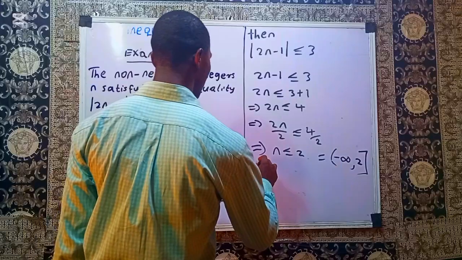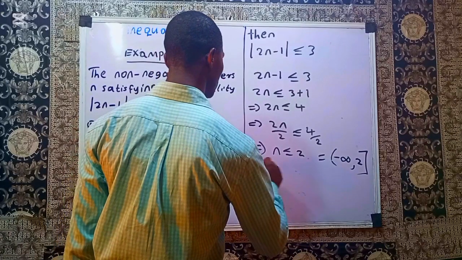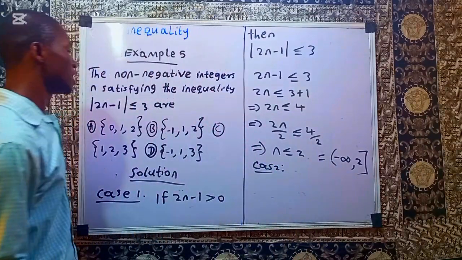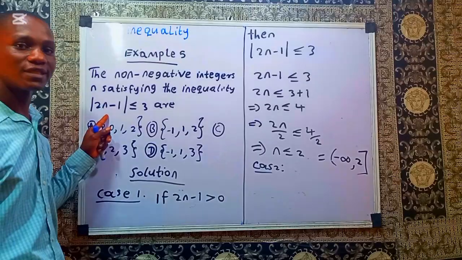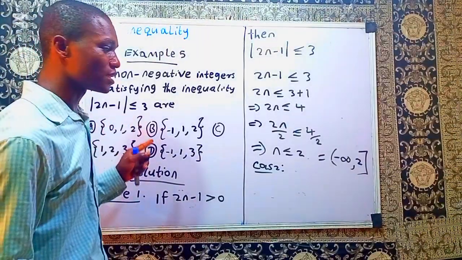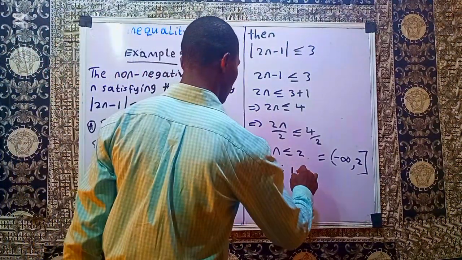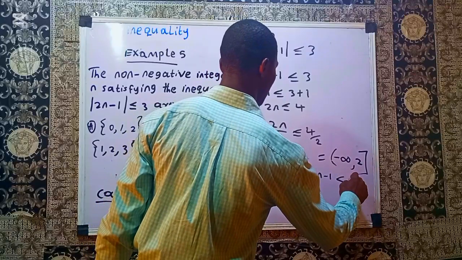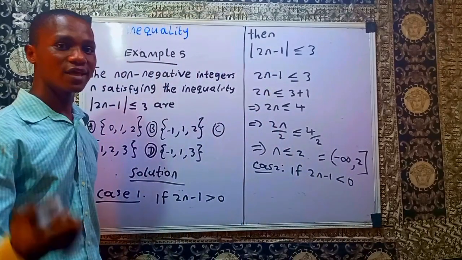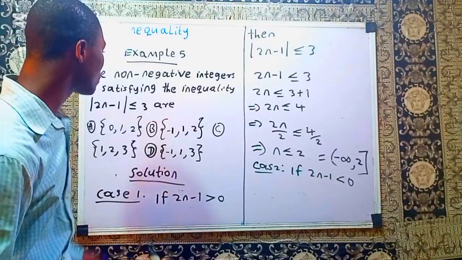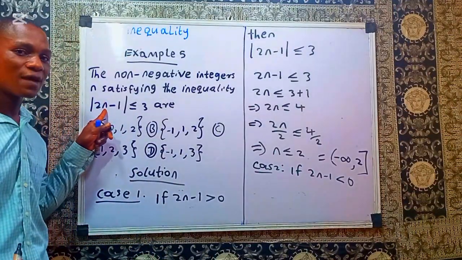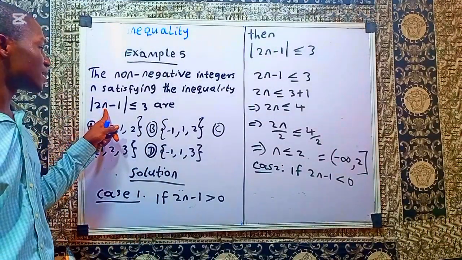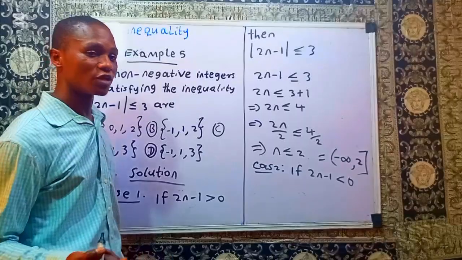So we're going to consider case 2. Case 2 is if what is inside the absolute value is negative. We are going to consider the definition. So if 2n minus 1 is negative, less than 0. If you want to say that something is negative in mathematics, say that it's less than 0. So if what is inside the absolute value is less than 0, that's negative, then what is the definition for the absolute value?